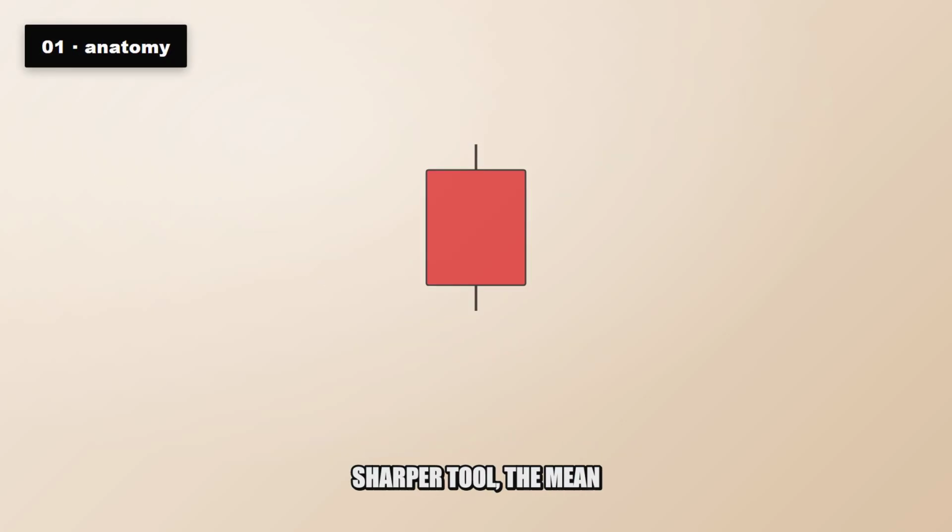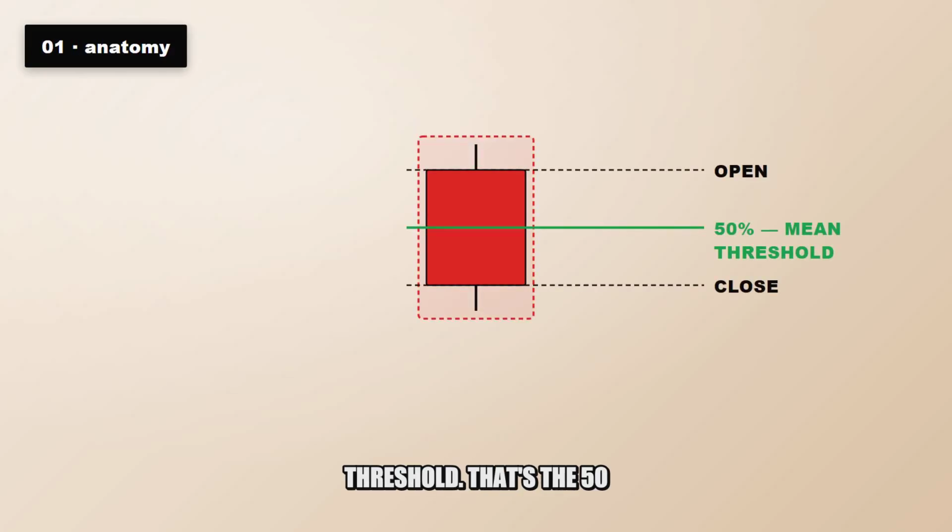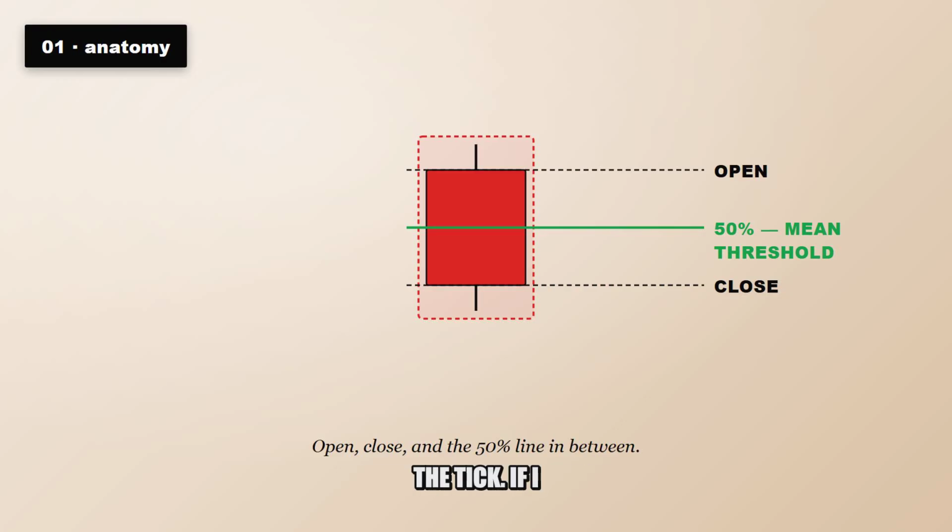But here's a sharper tool, the mean threshold. That's the 50% line of the order block candle, dead center between its open and its close. Price very often taps that midpoint and reverses to the tick. If I had to pick one line to put my entry on, it's the mean threshold, not the edge of the box.